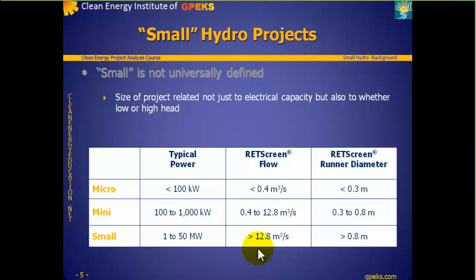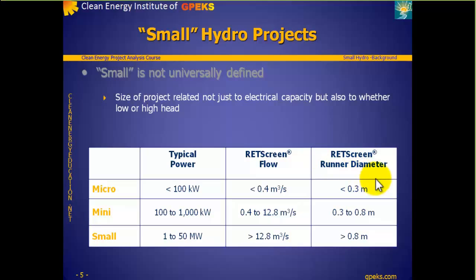The problem with using the power capacity is that a diminutive high head project can generate with a small flow the same power as an enormous low head project requiring a huge flow. Using the runner diameter, which is closely related to the flow through the turbine, is a more logical choice.